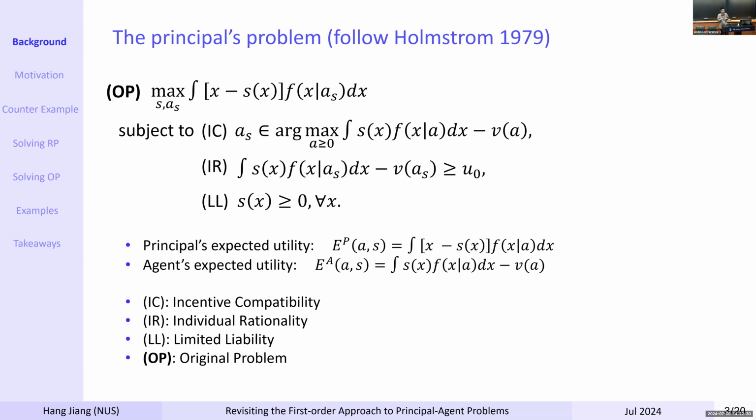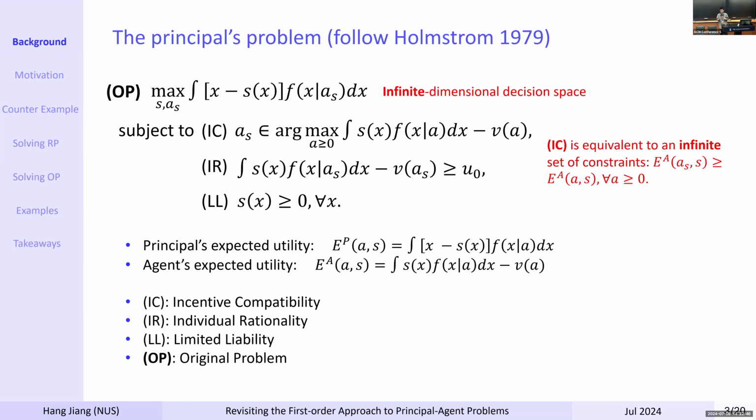This is because there are two challenges for this program. One is the infinite-dimensional decision space. The S(x) here is a non-negative function; we need to choose a general function, a function in a general space. So this is the first difficulty. The second one is the IC constraint. It is equivalent to an infinite set of constraints, because the argmax expression is essentially implementing the inequalities given here.